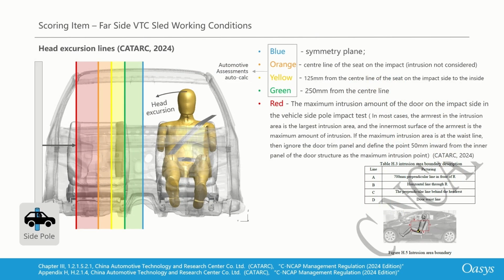So this is very similar to the Euro-NCAP protocol as well, if you're familiar with it. But essentially we have these different color bands which correspond to the amount of head excursion during the sled test. The blue line is the center of the vehicle, orange line is the center line of the seat, and that is assumed to be symmetric with the head center line at the beginning of the crash. Then the yellow line is 125 millimeters inboard of the orange line, and the green line is 125 millimeters inboard of the yellow line. Now, in automotive assessments, all of these can be automatically calculated, but the red line needs to be input manually, which I'll show you how to do later on.